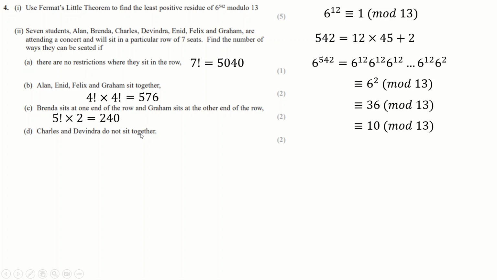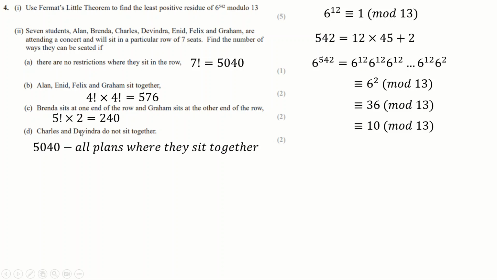These 2 do not sit together, similar to this one, except this one was sitting together. So just take the total number of ways you can do it, minus the number of cases where these 2 do sit together. So it's going to be the total number minus, and then similar to here, group those up to be 1 person. You've got 6 people now, because these people are pretending to be 1.